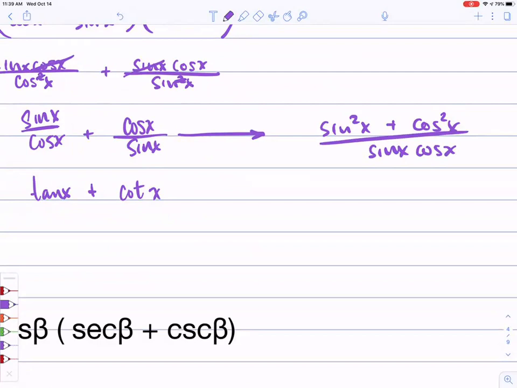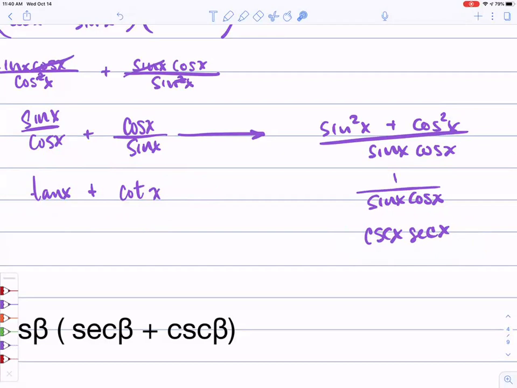Pythagorean identity. It's 1. And what is 1 over sine? Cosecant. What's 1 over cosine? Secant. Now take a look. It's weird to think that this answer here is the same as this answer. You really cannot see the equivalence, but they are.